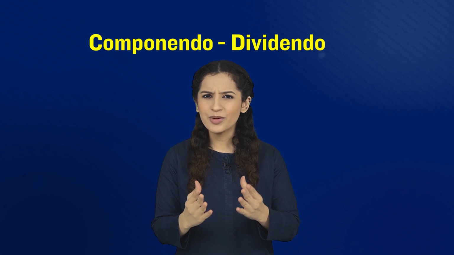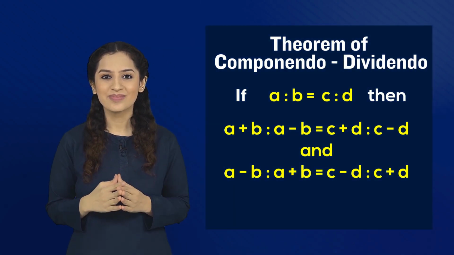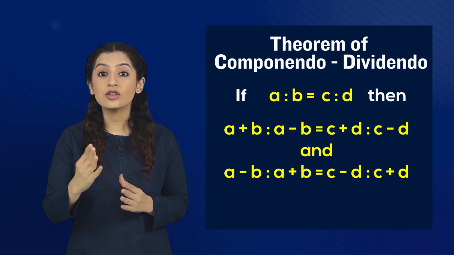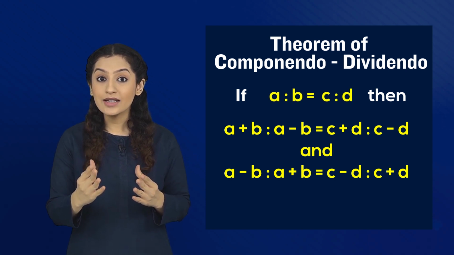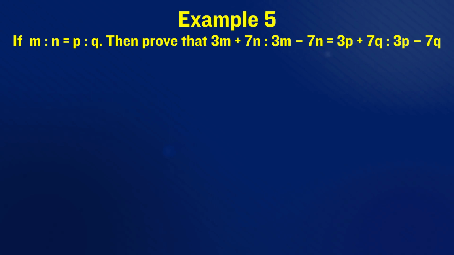Now that we have a handful of componendo and dividendo, why don't we combine them to get something like componendo-dividendo? And it too is actually a theorem. By applying both the componendo and dividendo theorems together to our old buddy, we get a componendo-dividendo theorem that looks like this. Now, we'll jump quickly to an example to see its application. There are two ratios given, m to n equal to p to q, and we have to prove this.